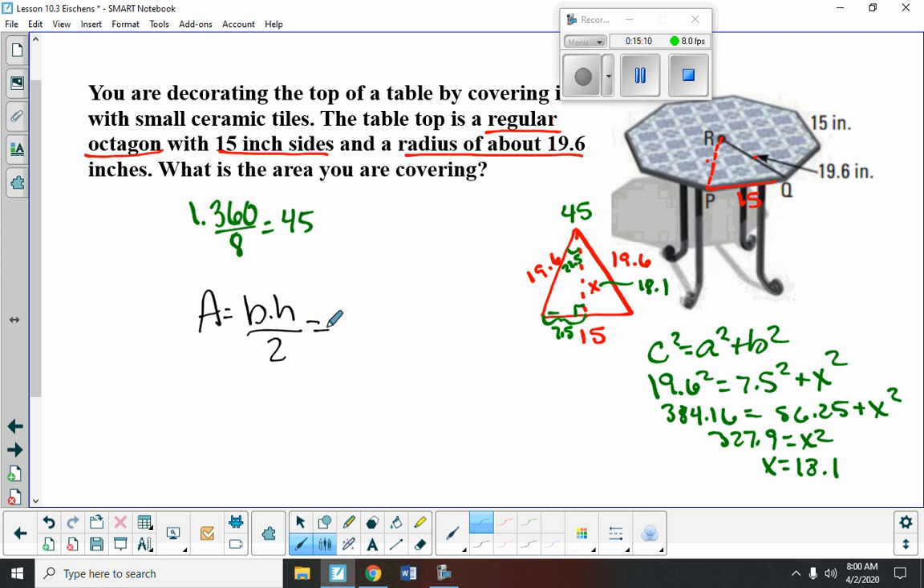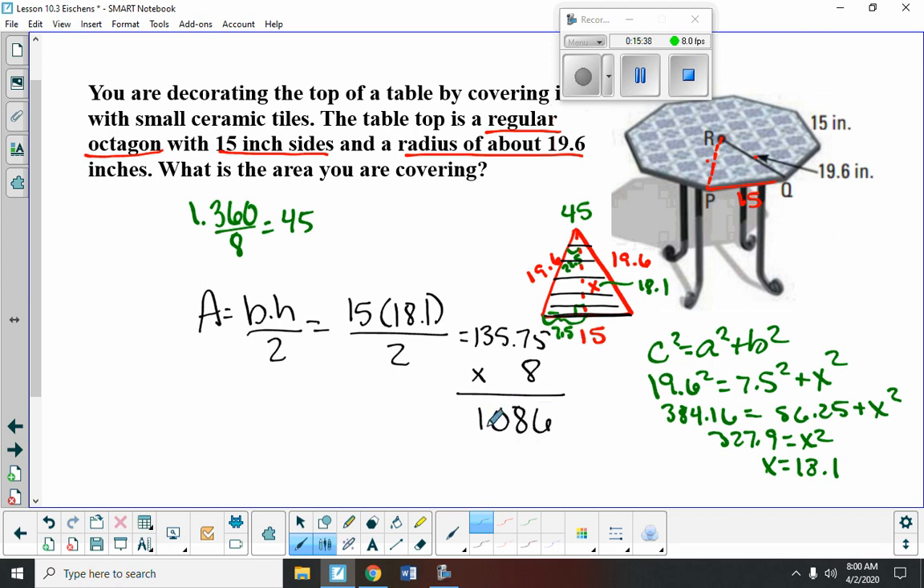All right, so the base, the whole base is 15. The height is 18.1 divided by 2. And that's 135.75. So that's the area of this triangle. And we have 8 triangles. So we have to then, at the end, multiply that by 8. So it's 1,086 inches squared.